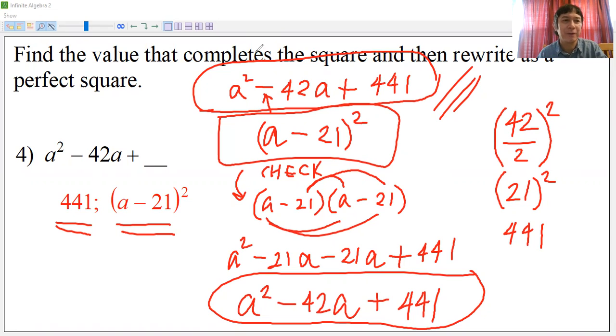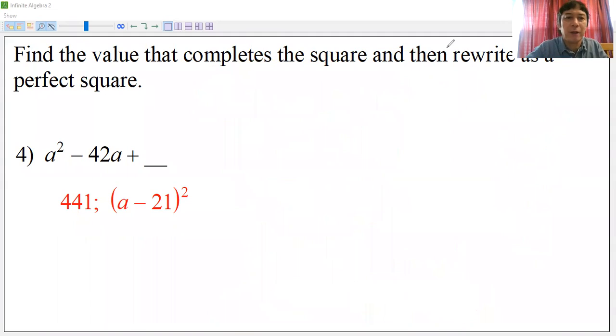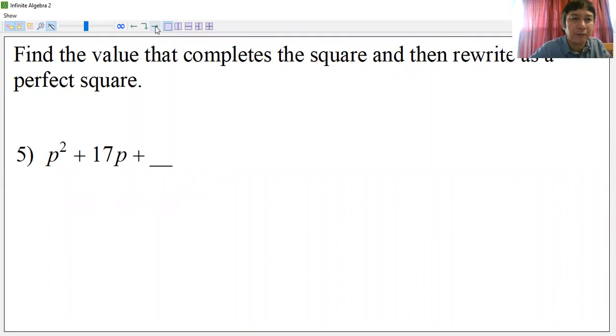All right, so we're going to continue with number 5. Let's consider the next. Number 5, here's the next. P squared plus 17p plus blank.